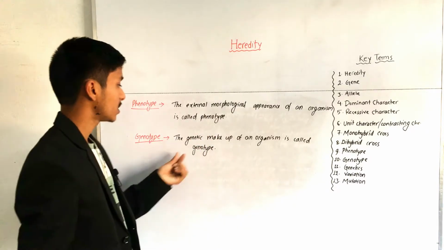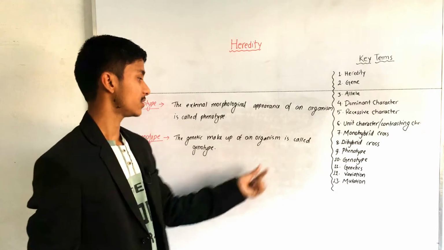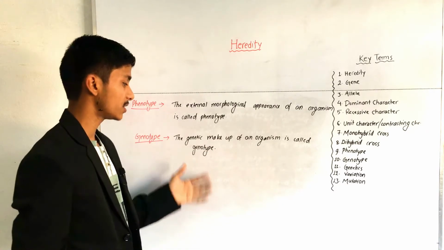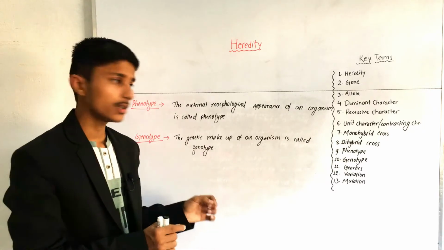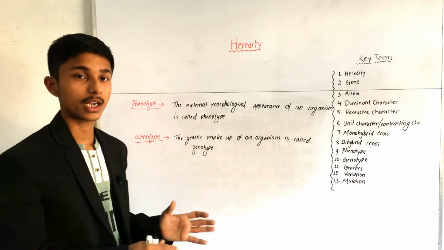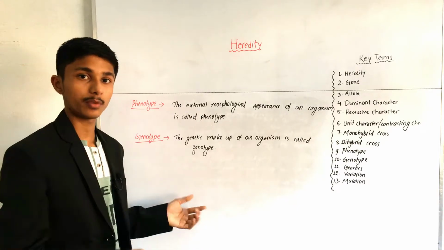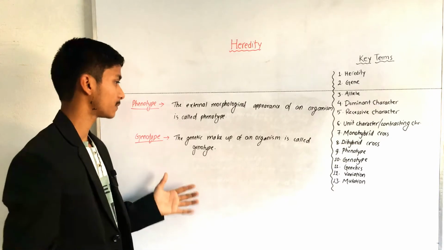And genotype means the genetic makeup of an organism is called genotype. Genetic makeup means inside the cell. What type of? Tall means pure tall. I have given an example of genotype.